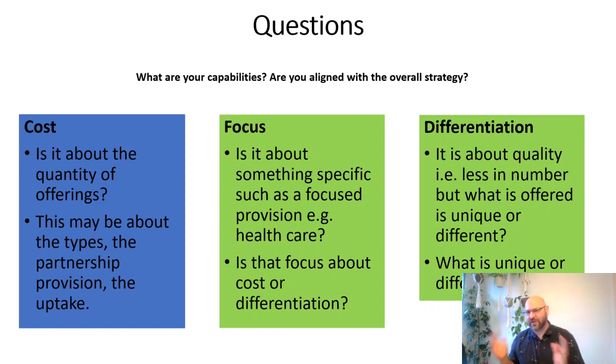Or in terms of just differentiation overall, is it about the quality of what you're offering? In other words, less in number and uptake as well as provision, but what is offered is very, very unique or different, such as, I don't know, coaching by the CEO as part of the placement. And what therefore makes that very valued offer very unique and very different? What makes it kind of boutique?